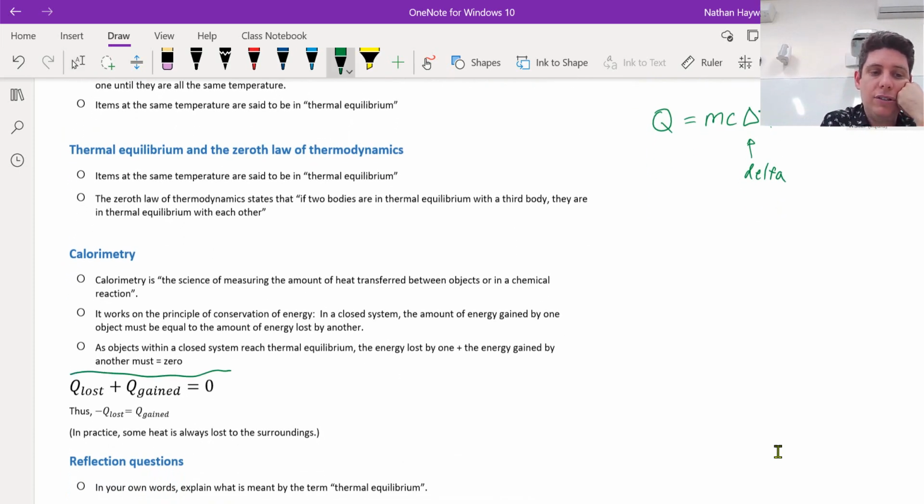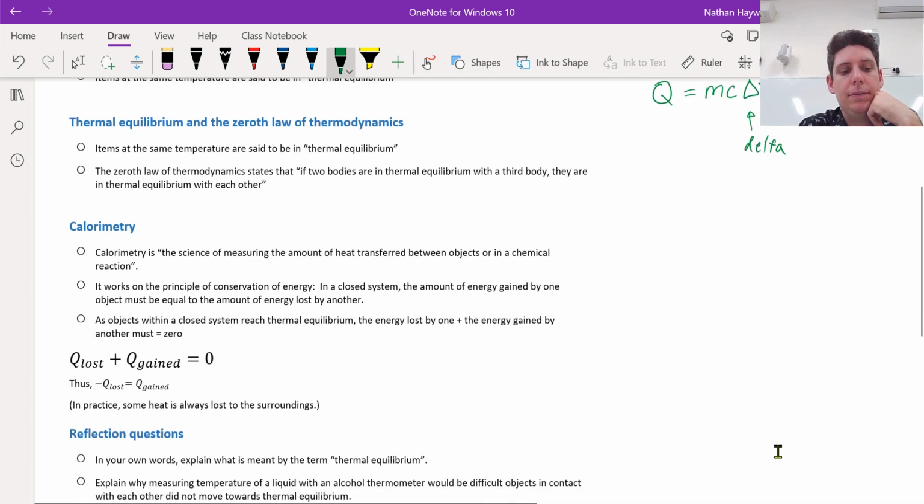So mathematically it looks like this. The thermal energy lost plus the thermal energy gained is equal to 0. So we're measuring the amount of heat transferred between objects, and we're using this equation to help us in this measurement.